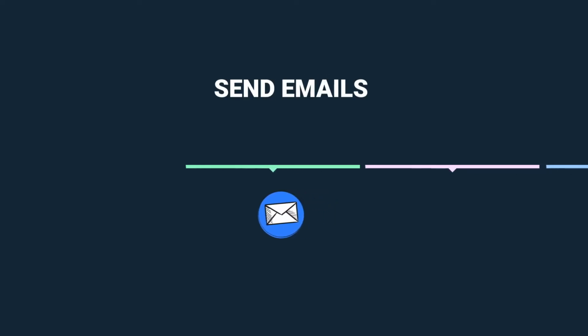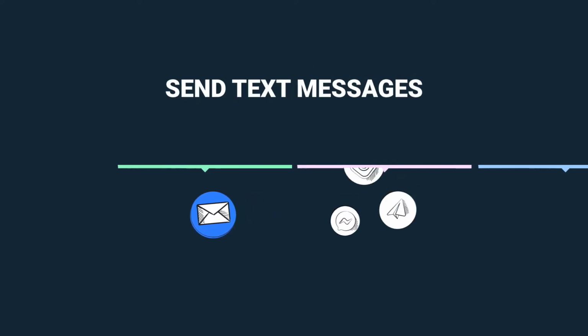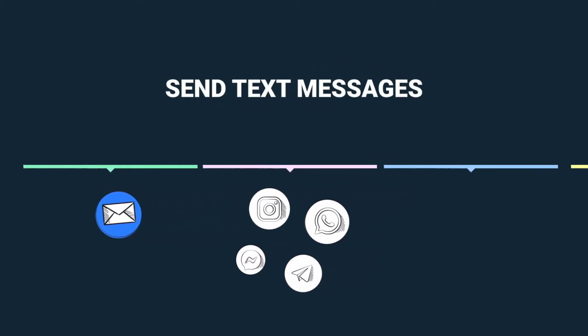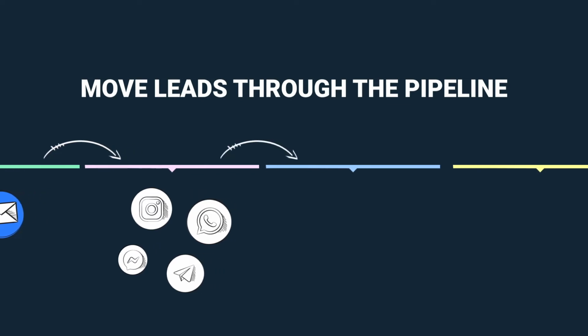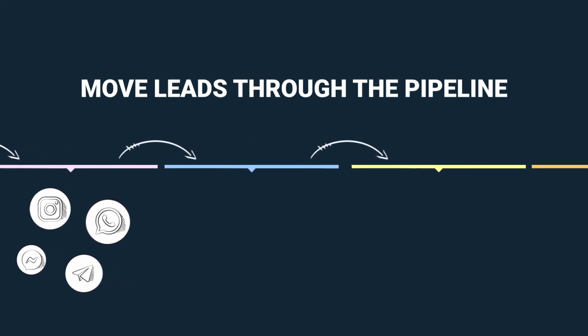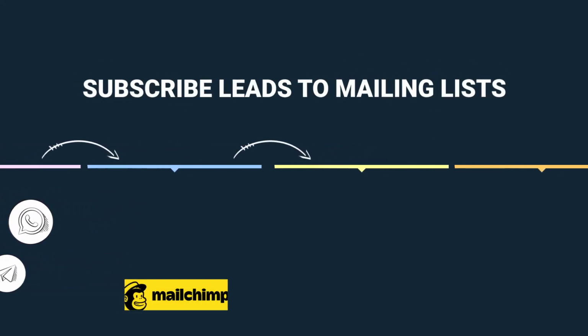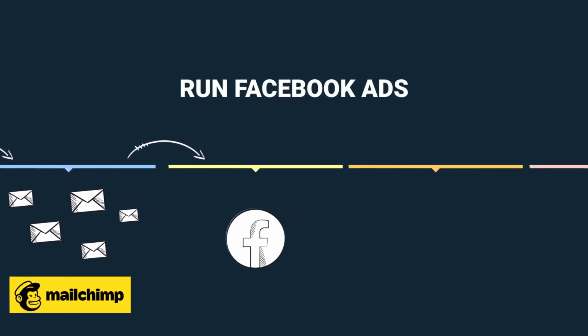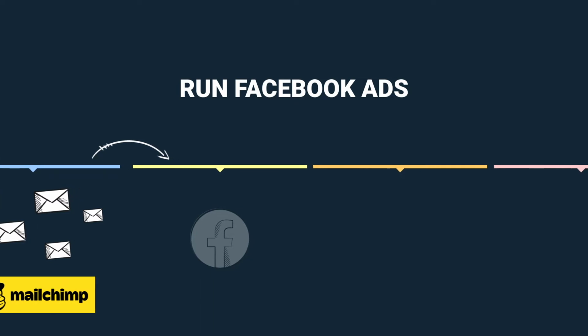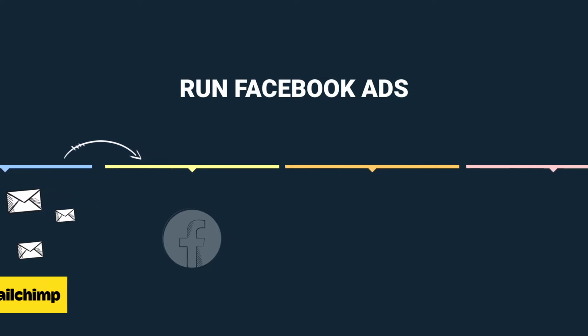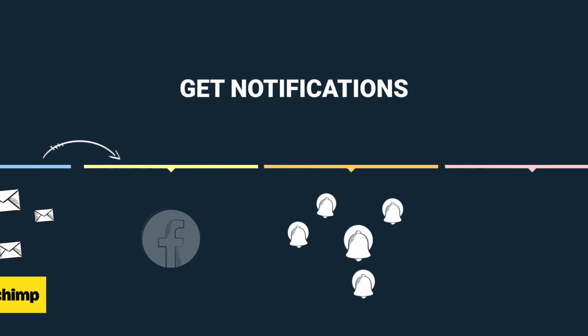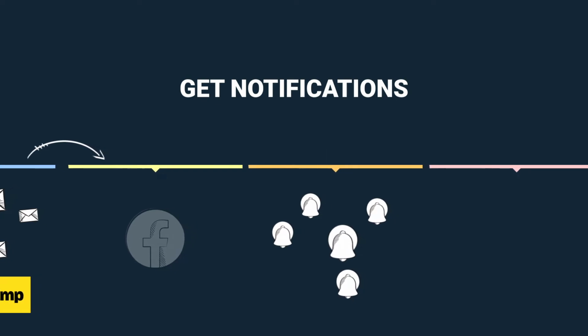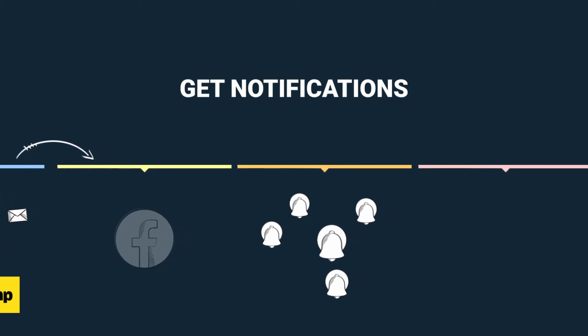To mention some of its functionality, here's what you can do with it. Send emails automatically on behalf of the sales manager. Send texts to a variety of messengers also automatically. Lead and track the prospect through the sales pipeline without any manual input. Subscribe leads to mailing lists. Run Facebook ads. Turn off the ads automatically once the lead is closed, because why should we spend money advertising to someone who has already bought from us? Get notifications about each particular event in the CRM sent to the responsible manager.